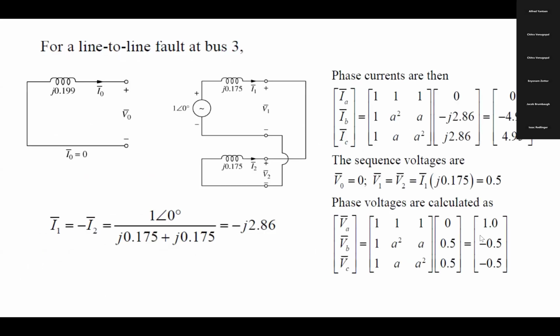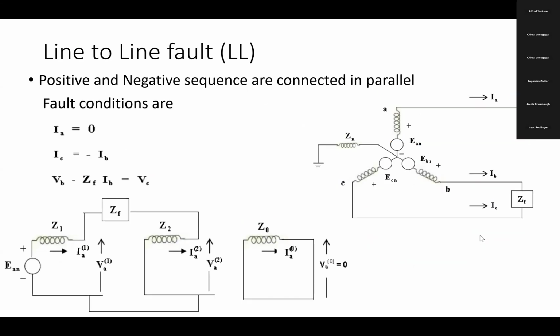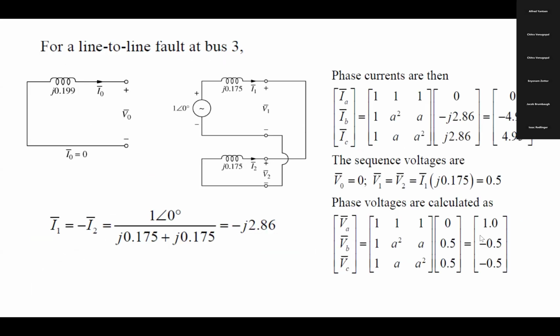So let's connect the impedances according to this rule. You leave the zero sequence, and connect the positive and negative sequence: the starting point of the positive sequence to the starting point of the negative sequence, and the ending point of the positive sequence to the ending point of the negative sequence. So trace the current now. Look at the rule. Positive sequence and negative sequence are connected in parallel. Okay, so connect them in parallel.